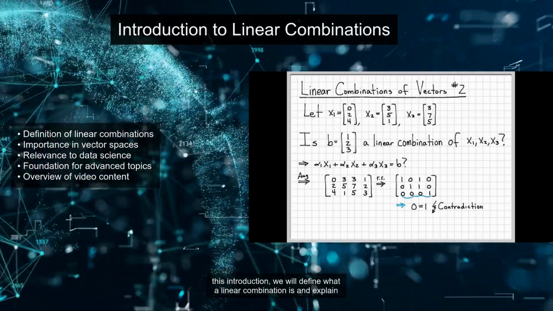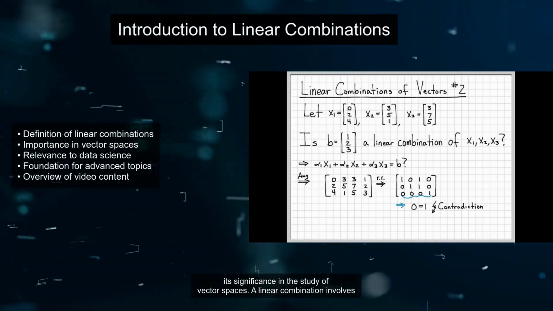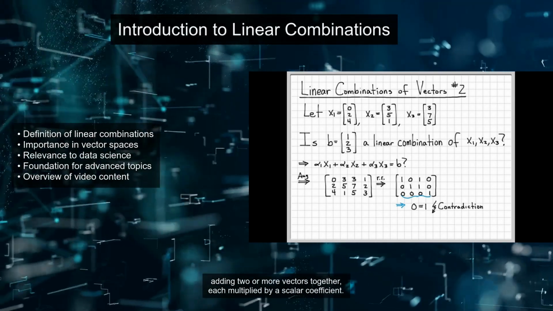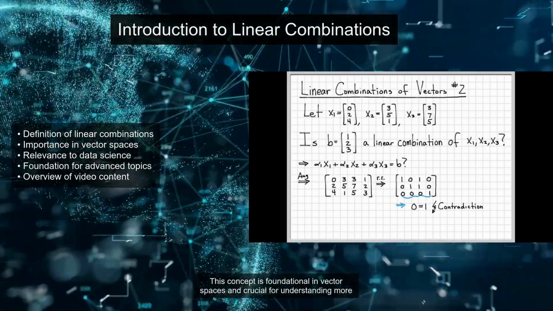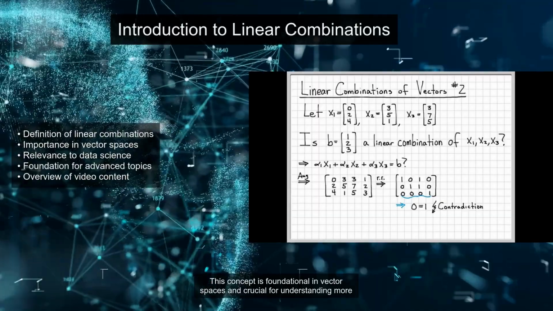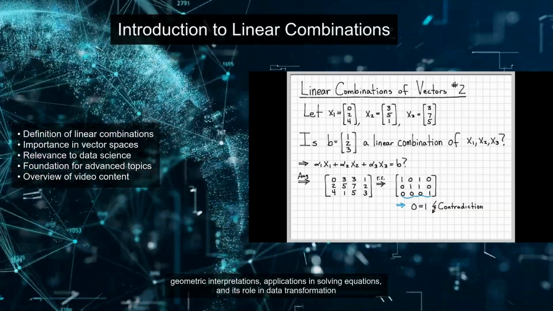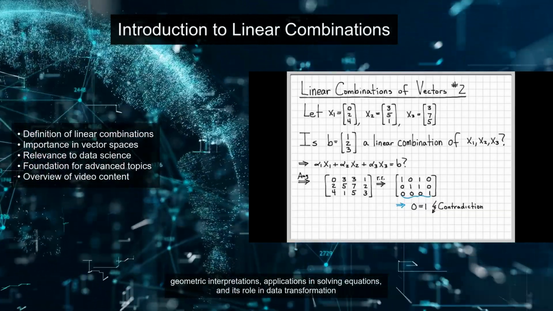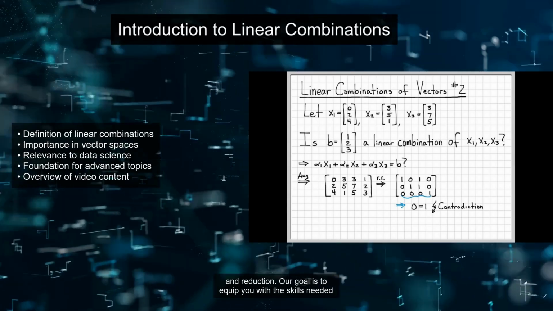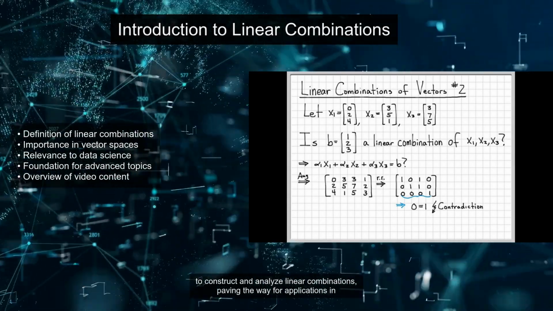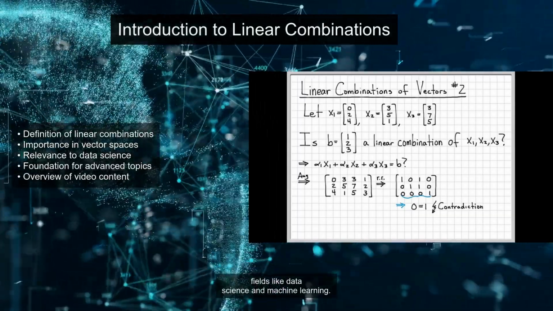In this introduction, we will define what a linear combination is and explain its significance in the study of vector spaces. A linear combination involves adding two or more vectors together, each multiplied by a scalar coefficient. This concept is foundational in vector spaces and crucial for understanding more complex mathematical and computational tasks. Throughout this video, we will explore examples, geometric interpretations, applications in solving equations, and its role in data transformation and reduction. Our goal is to equip you with the skills needed to construct and analyze linear combinations, paving the way for applications in fields like data science and machine learning.